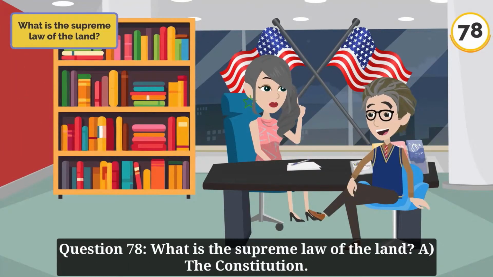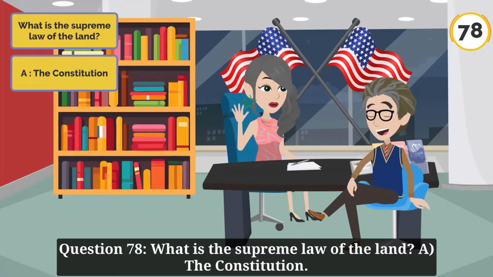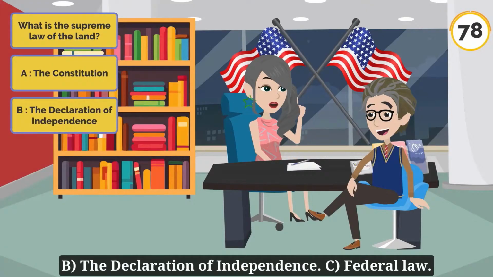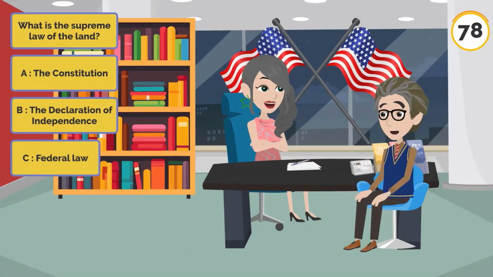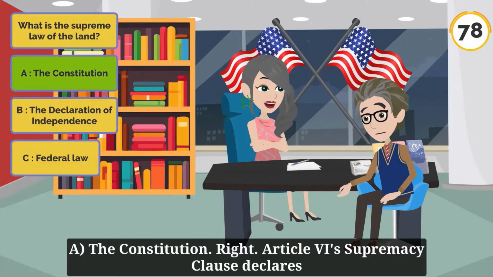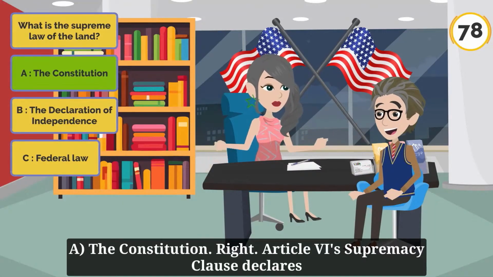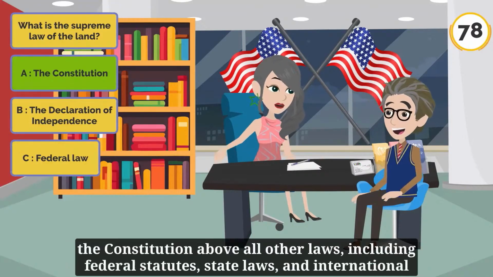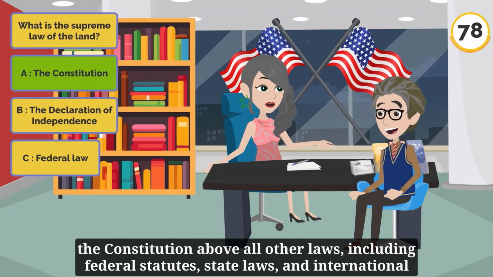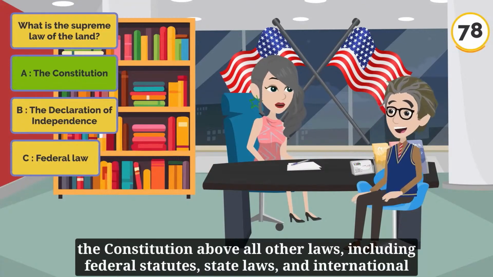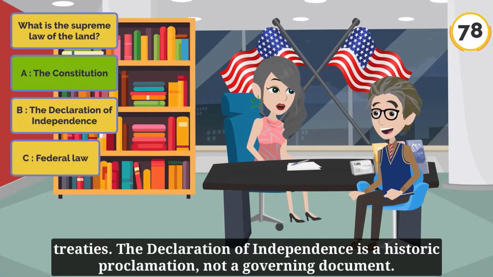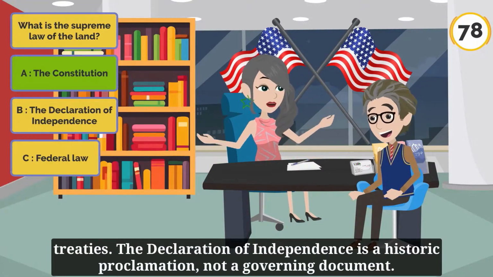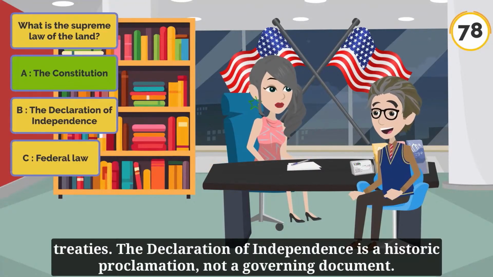Question 78. What is the supreme law of the land? A. The Constitution. B. The Declaration of Independence. C. Federal law. I'll go with A. The Constitution. Right. Article 6, the supremacy clause, declares the Constitution above all other laws, including federal statutes, state laws, and international treaties. The Declaration of Independence is a historic proclamation, not a governing document.